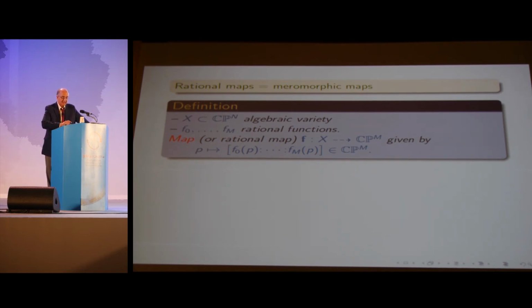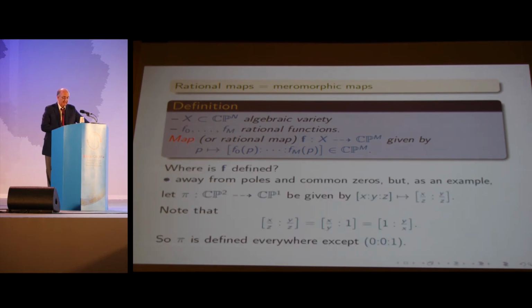Now, there's one interesting feature. You might want to know where such a map is defined. Well, first, if you just look at the definition, then you say that we should stay away from the poles of the individual f_i's.